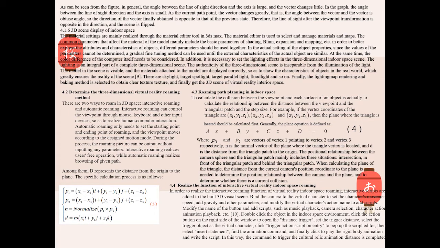Abstract: due to the low performance of traditional virtual reality roaming systems, tri-dimensional vision technology is used to optimize the vision of interactive virtual reality indoor space roaming systems from the three aspects of hardware, software, and database.